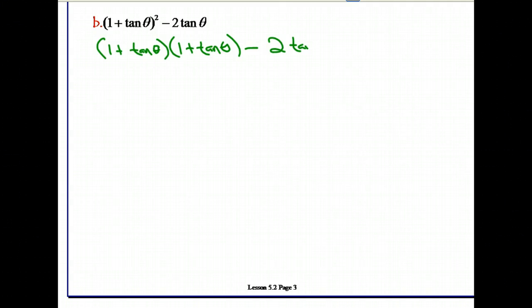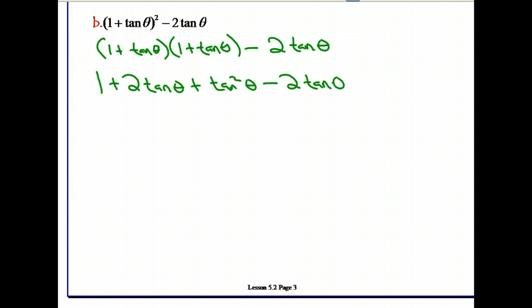Before we do that, though, let's FOIL out this first one. So 1 plus tangent of theta squared means 1 plus tangent of theta times 1 plus tangent of theta. And we still have over here this minus 2 tangent of theta. So let's FOIL this out. First gives me 1. Outside and inside give me 2 tangent of theta. And the last I get tangent squared of theta. And I have over here minus my 2 tangent of theta.